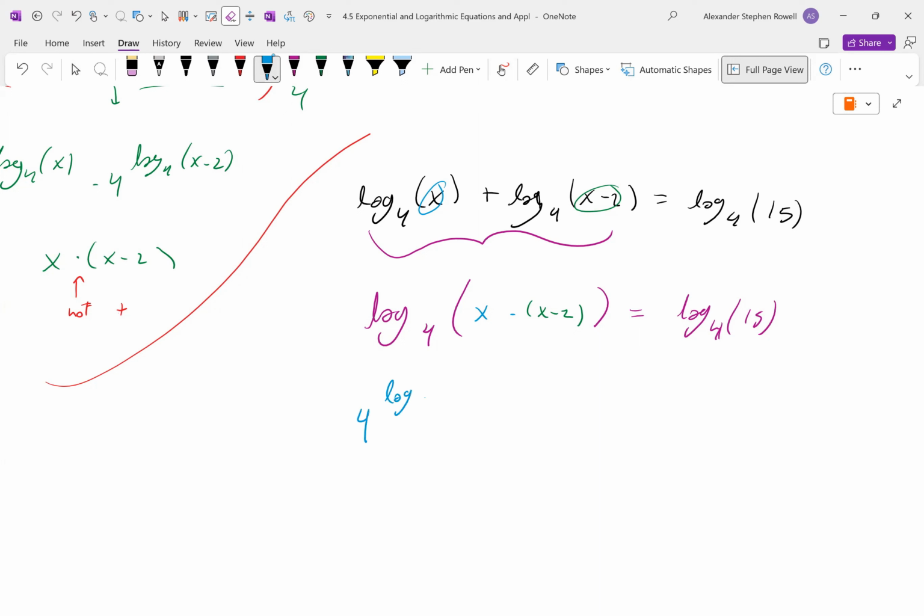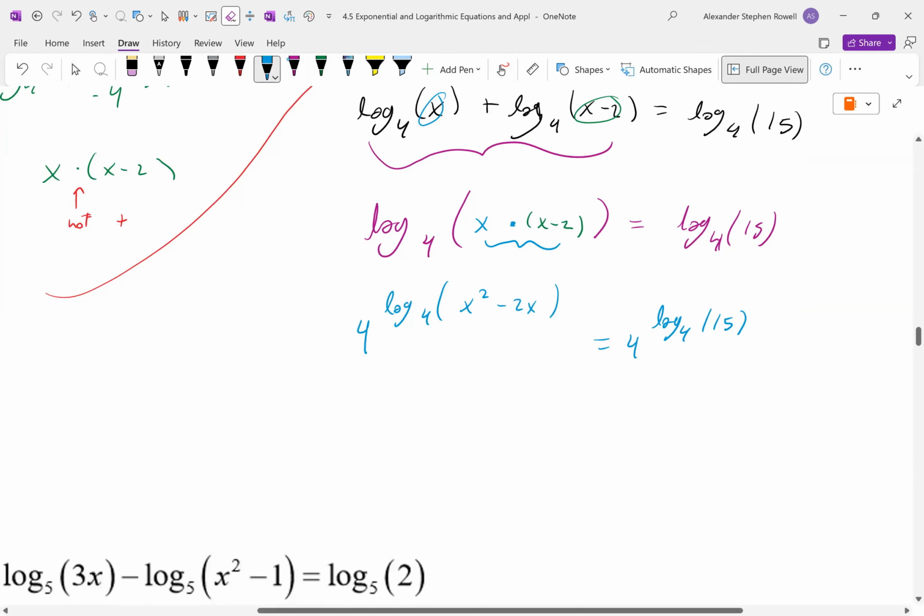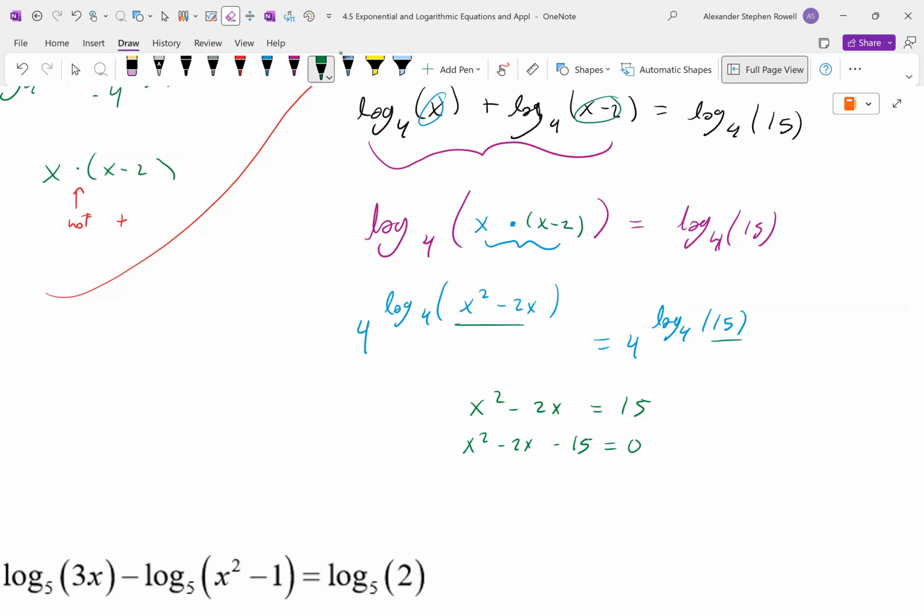4 to the power of log base 4 of (x squared minus 2x) is equal to 4 to the power of log base 4 of 15. We get just the exponents equal because these undo each other. We get x squared minus 2x is equal to 15. Any questions about that? And you all know how to solve quadratic equations. Subtract, make one side equal 0, and use your favorite method.